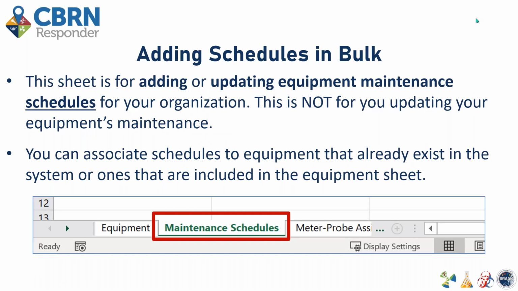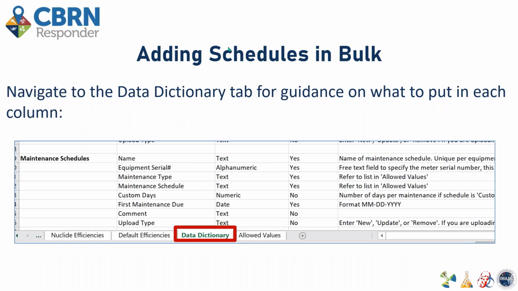This is not for you updating your equipment's maintenance. So again, I just want to reiterate that this is for the schedules. It's not for the actual maintenance records. So you can navigate to the data dictionary tab for guidance on what you need to enter in that column.